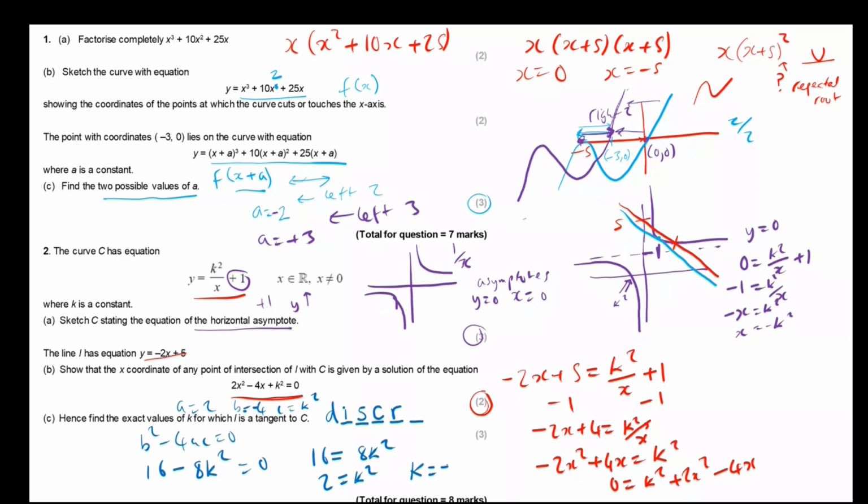K equals plus or minus root 2. And it does say exact values, so it's more than one value. And that is how you do that one.